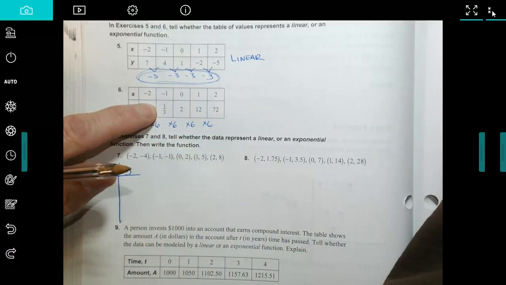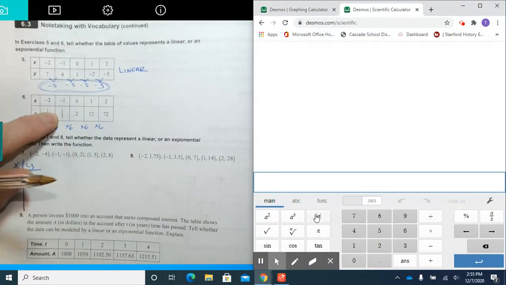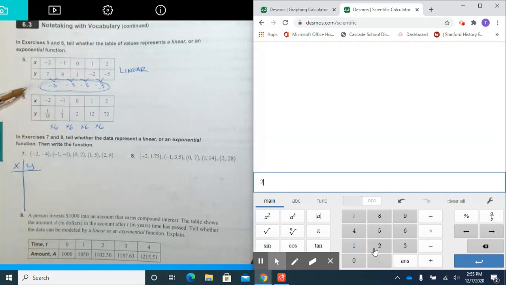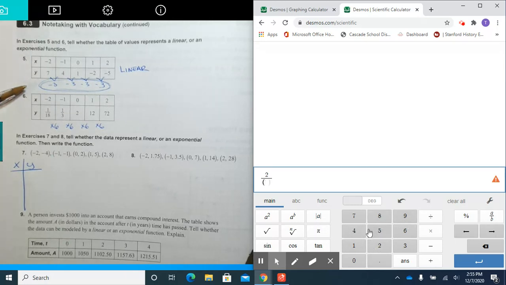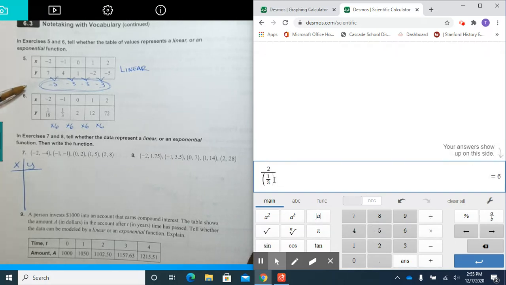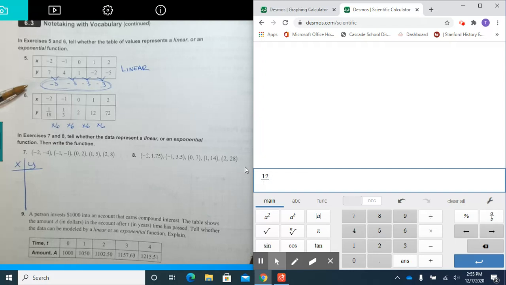So I was able to do that. Now, what you can do is get into the scientific calculator and go 2 divided by, and I should do parentheses because we have another fraction, 1/3. 2 divided by 1/3 equals 6. There it is. 2 divided by 1/3 is 6, so 1/3 times 6 is 2. Same thing here, 12 divided by 2. If we did 12 divided by 2, we get our 6.